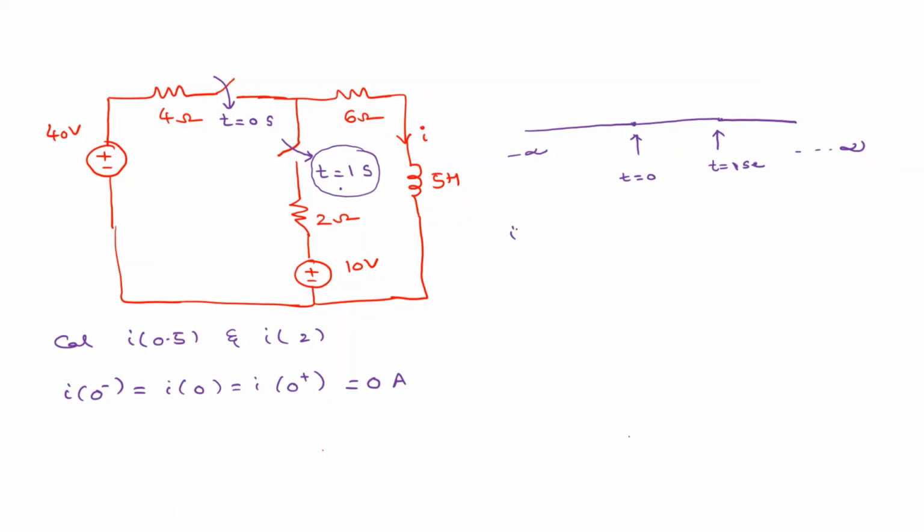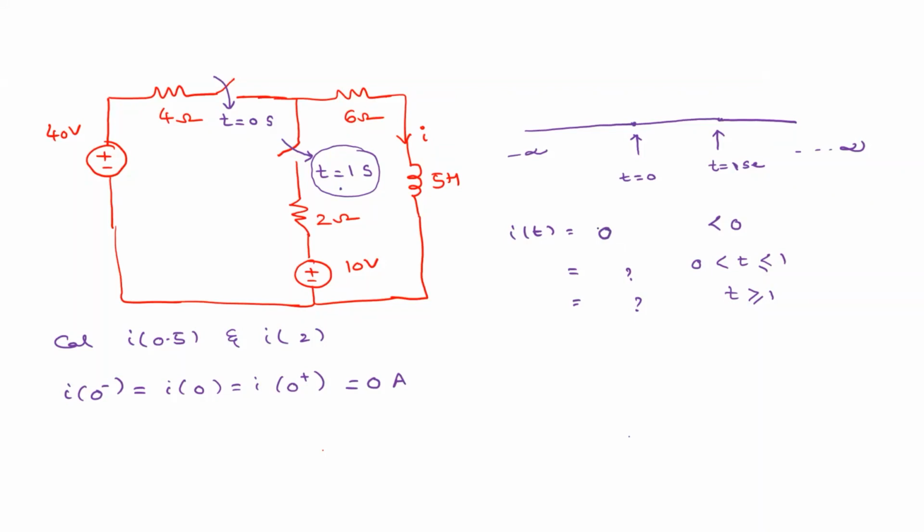So this response I of t can be divided into three parts. One is for t less than 0, one is for t from 0 to less than 1 second, and another is for t greater than or equal to 1 second. So it has three responses. When t equal to 0, when the switch is closed, the response will vary. Understood?